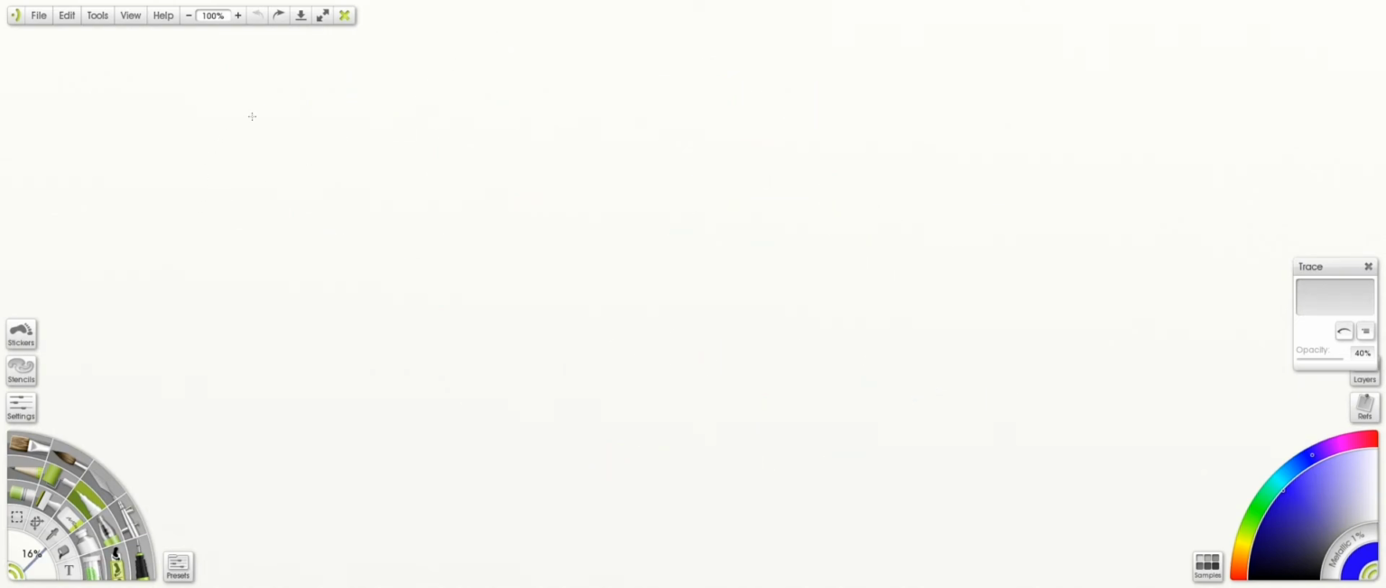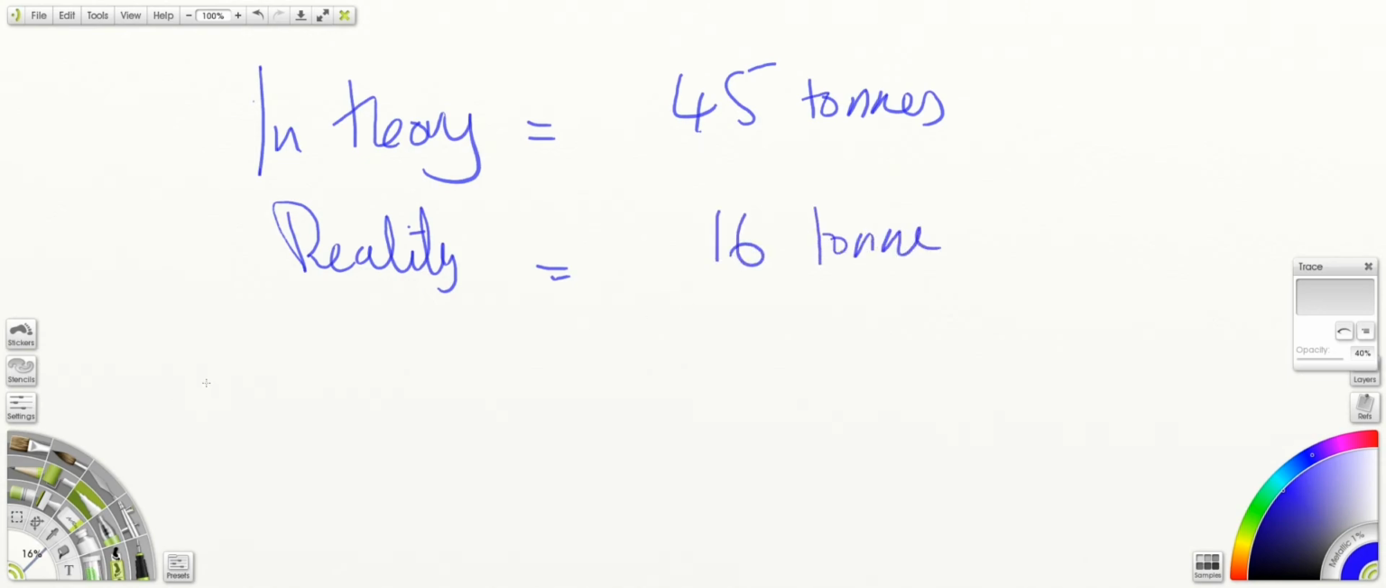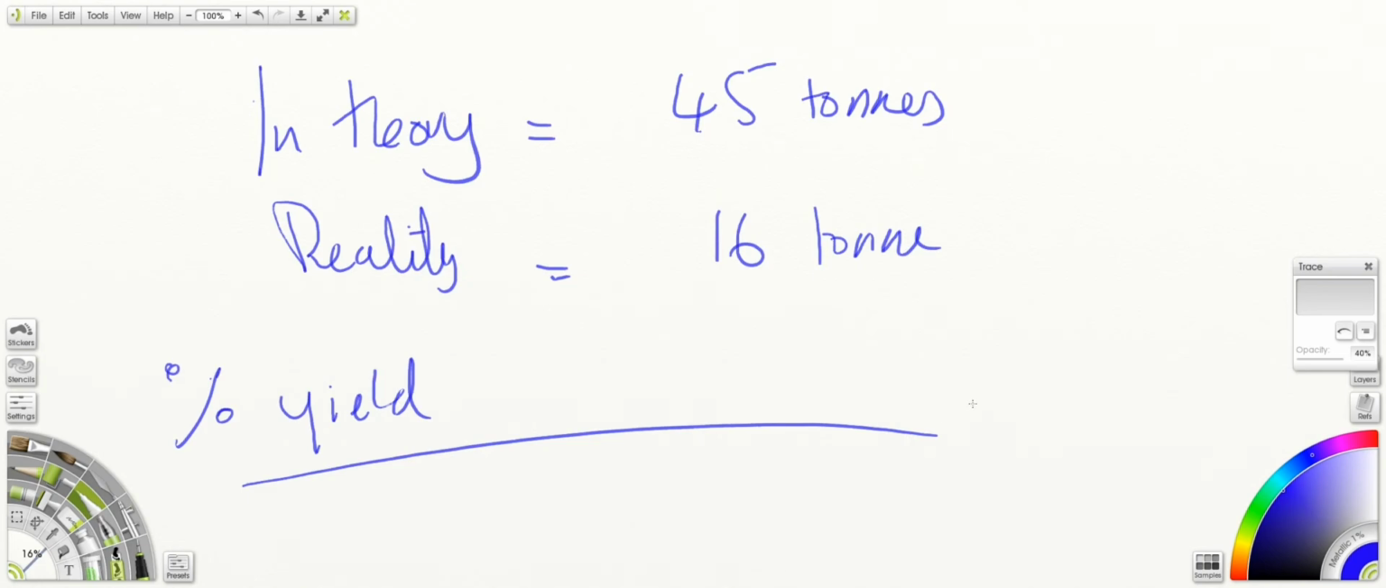So let me give you a question and leave you with this. So in theory you should have got 45 tons, but in reality you only got 16 tons. Calculate the percentage yield that you actually got. Exactly the same way. Look back if you can't figure it out.